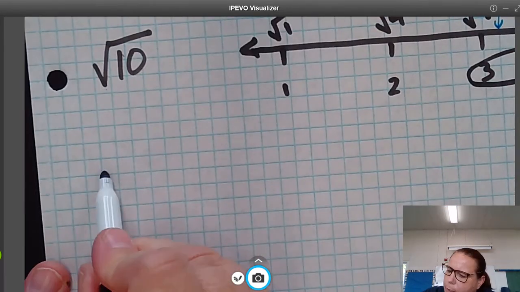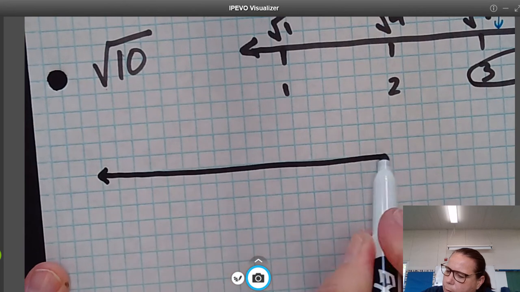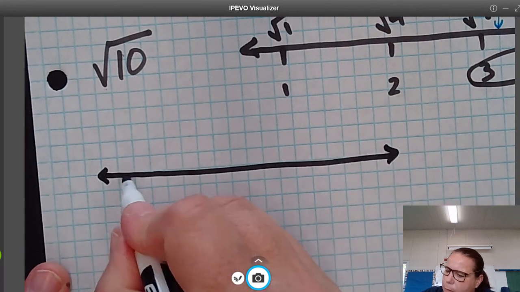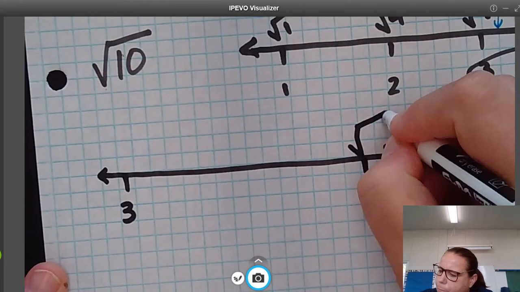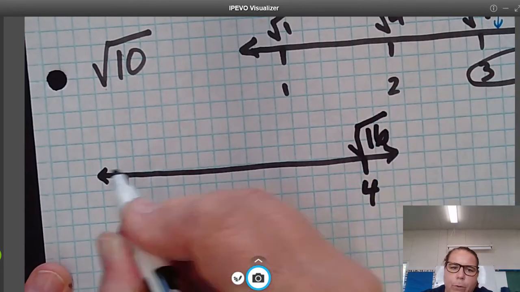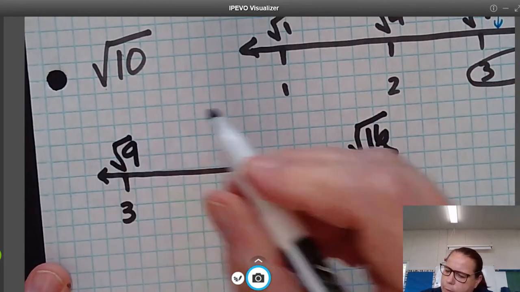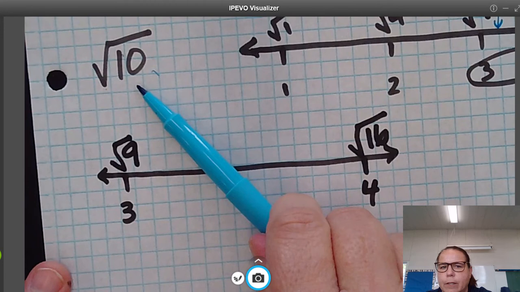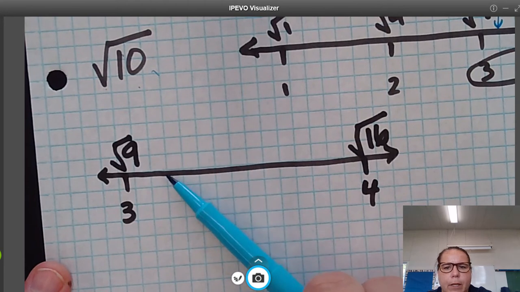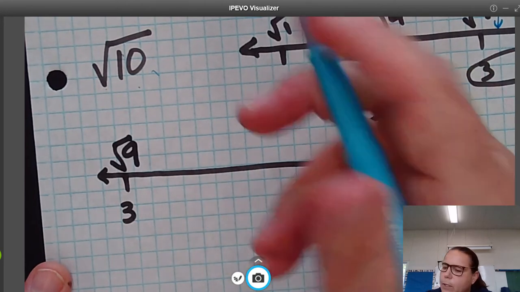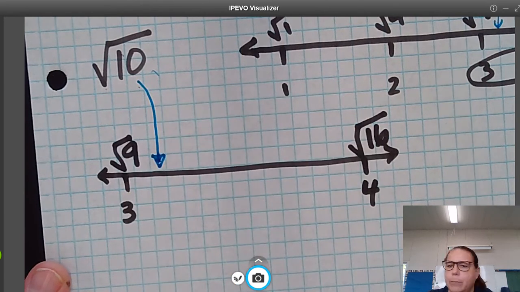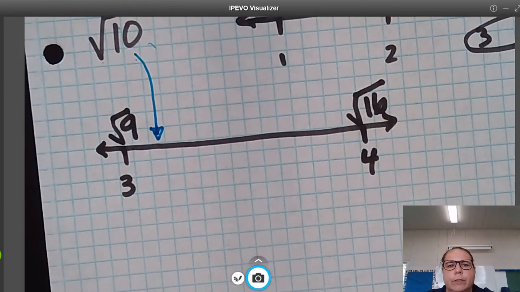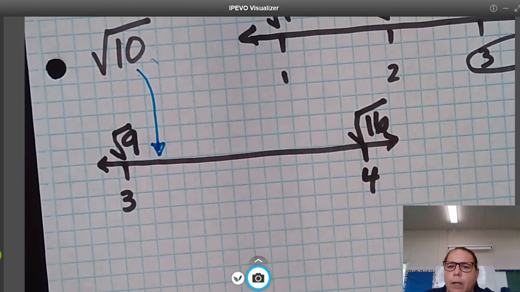So I'm going to make my number line right here between 3 and 4, because those are the, right? The square root of 16 is 4, and the square root of 9 is 3. And I can see that the square root of 10 is going to be really close to 9. The pen wants to keep rolling in here. All right, so it's going to be really close to 9.